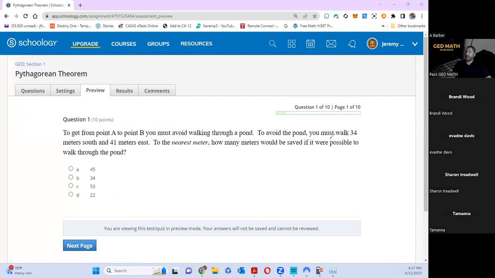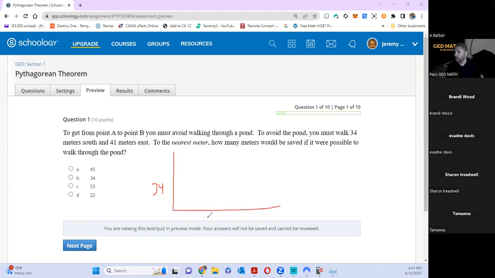To avoid the pond, you must walk 34 meters south. South is down. Yes, 34. And then I need to walk 41 meters east. East is to the right. When you think of a map, the east coast is on the right, the west coast is on your left. If you go up north to Maine is up top. If you go down south to Florida is down. Remember the US map. You now know east and west.